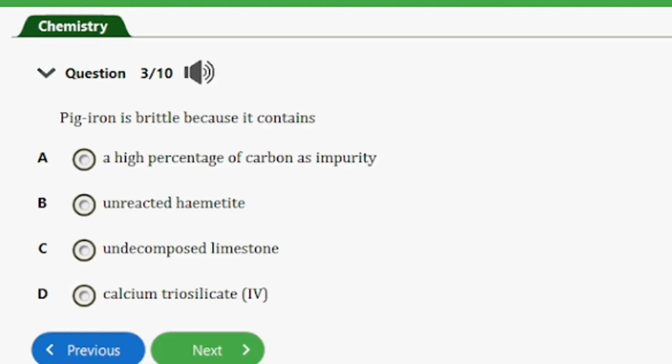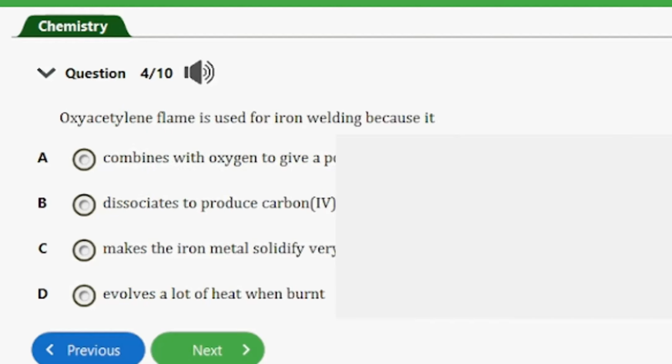Question number 3. It says, pig iron is brittle because it contains A. High percentage of carbon as impurity, B. Unreacted hematite, C. Undecomposed limestone, D. Calcium trioxosilicate 4. So guys, the answer to this question is option A here. Pig iron is brittle because it contains high percentage of carbon as an impurity. So the carbon forms a hard but brittle crystalline structure with the iron. And that's it for this question. So let's look at the next question.